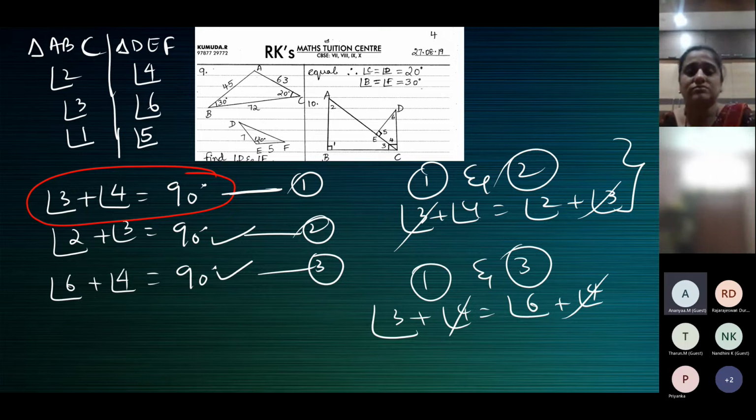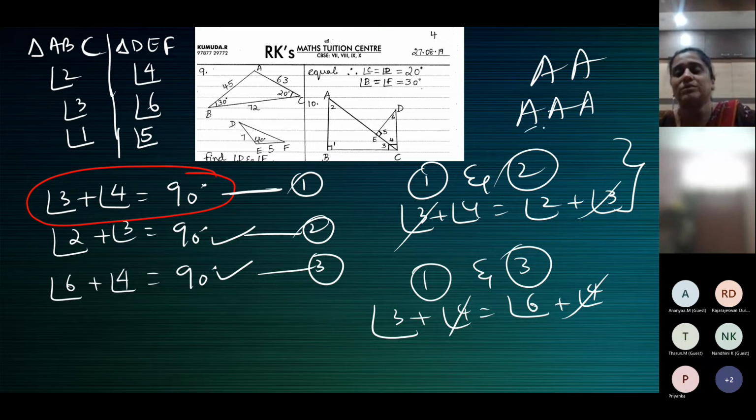But we can do it only with 2, no? Yes, correct. That's what I said. Comparing 1 and 2 is enough. Comparing 1 and 2, you will get the one more piece of information which you need. That's enough. You don't have to do both. You can do with AA itself. Not that you have to do AAA. I said you have information for AAA also.